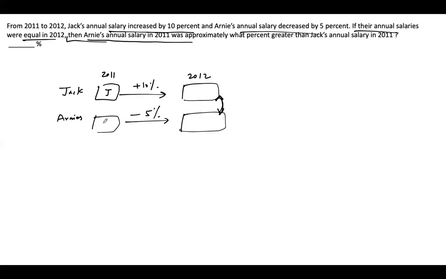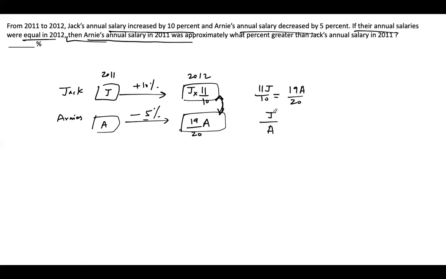for example, this is J, this is A. 10% would be 1/10. This increased by 1/10, so this would be 11 by 10. Similarly 5% is 1 by 20. So A decreased by 1 by 20. So this A would be A minus, or A into 19 by 20. These two values are same. Can I write 11J by 10 is equal to 19A by 20? Just solve.